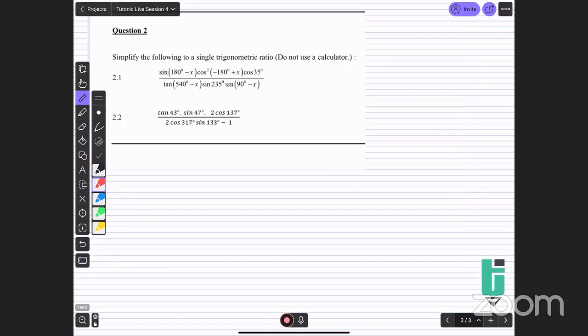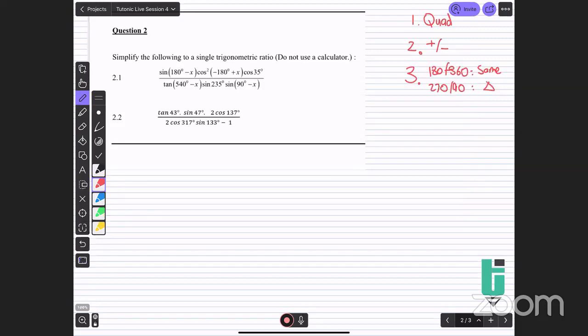Okay. So what are the 3 steps? Do you remember the 3 steps? The quadrant. Then number 2 is positive or negative. And number 3 is 180, 360, same. 270, 90, it changes to the co-ratio.